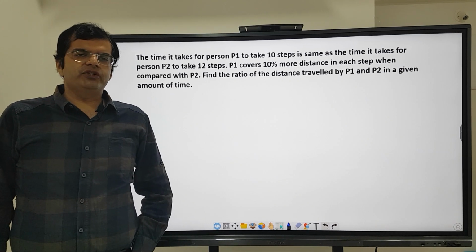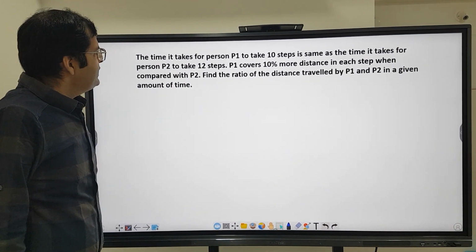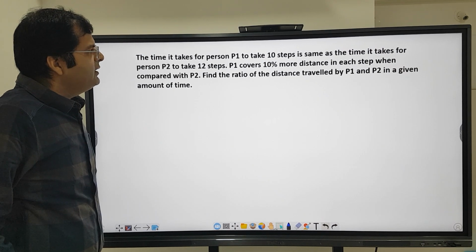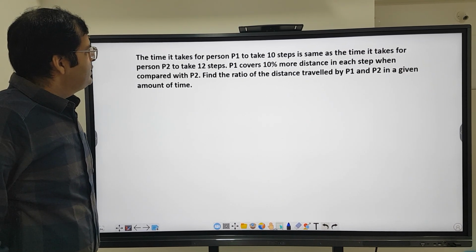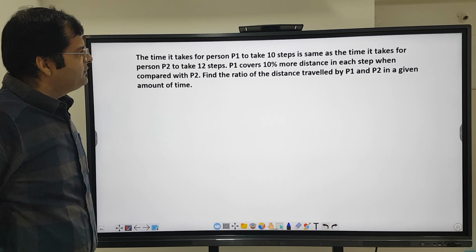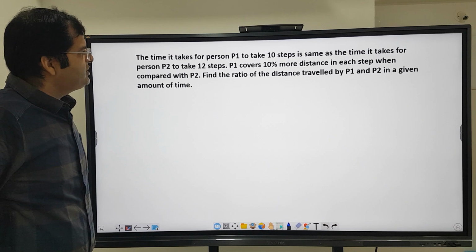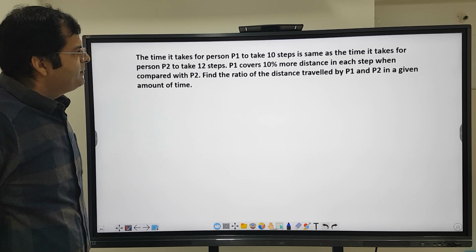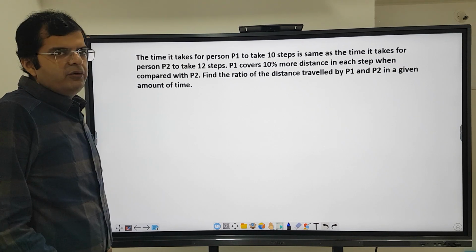So this is the fifth question of the time, speed, distance chapter. The question says the time it takes for person P1 to take 10 steps is the same as the time it takes for person P2 to take 12 steps. P1 covers 10% more distance in each step when compared with P2. Find the ratio of the distance traveled by P1 and P2 in a given amount of time.